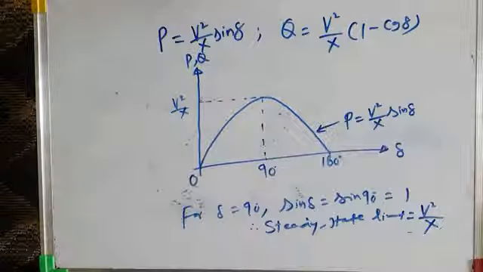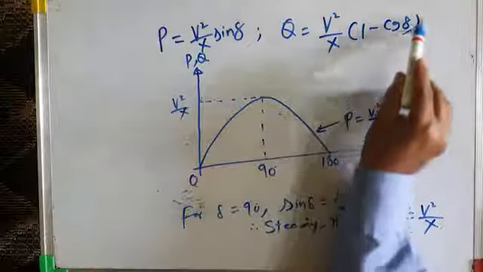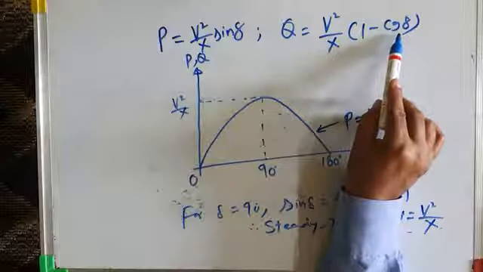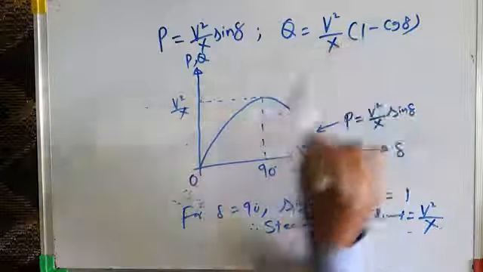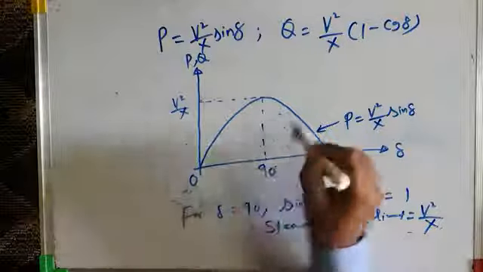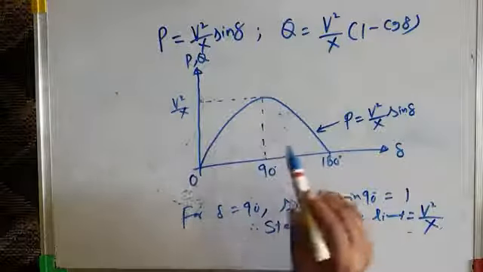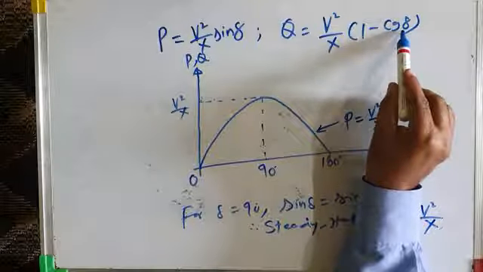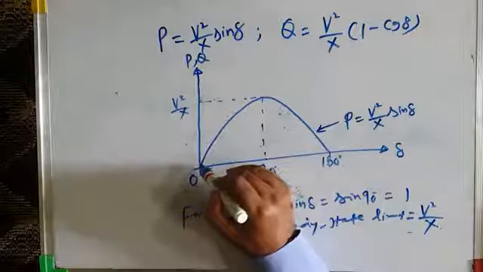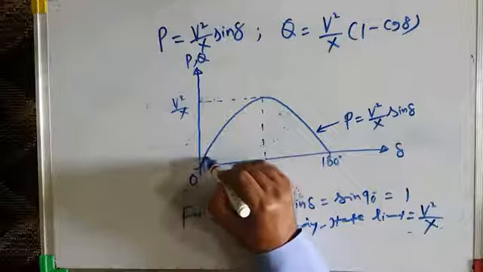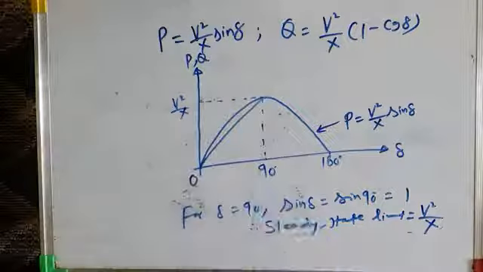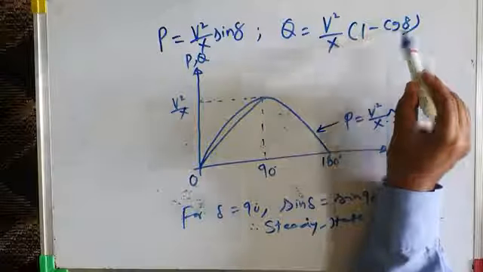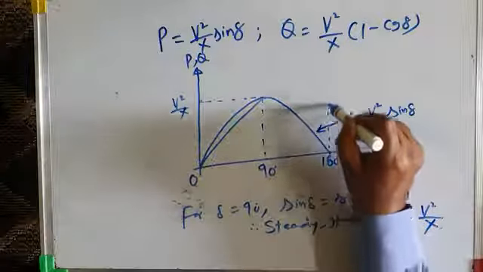What about reactive power? Reactive power is given by this equation. For delta equal to 0 degree, cos 0 is 1, 1 minus 1 is 0, so we will start with 0. Then as delta increases, this also increases. At delta equal to 90 degrees, cos 90 degrees is 0. So Q is equal to V square by X, same as this. And then at delta equal to 180 degrees, cos 180 degrees is minus 1.